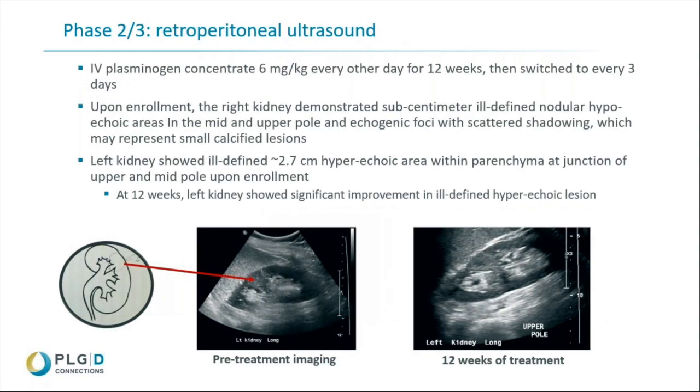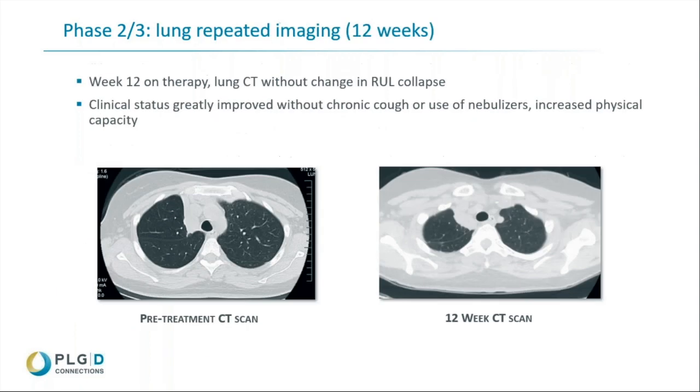Upon enrollment, both kidneys were involved. The left kidney showed a large, ill-defined 2.7 centimeter hyperechoic area within the parenchyma at the junction of the upper and mid pole. At 12 weeks of IV plasminogen therapy, the left kidney showed significant improvement in the appearance of the lesion. After 12 weeks on therapy, lung CT did not reveal changes in the right upper lobe collapse.